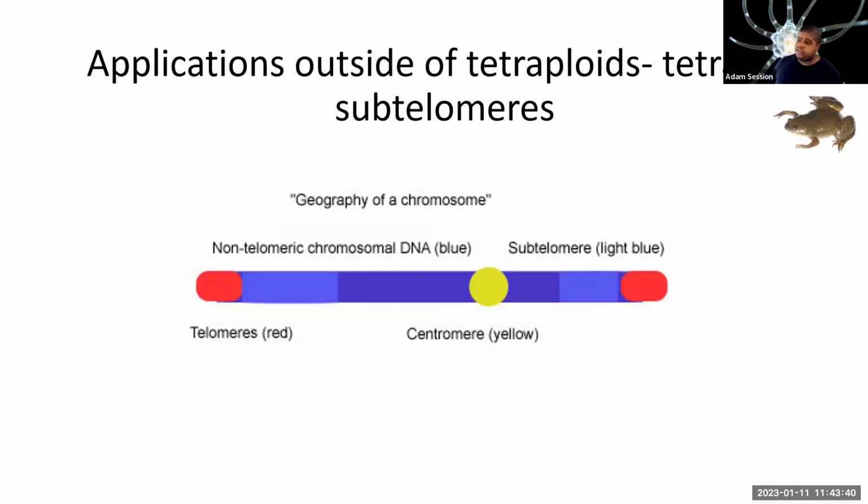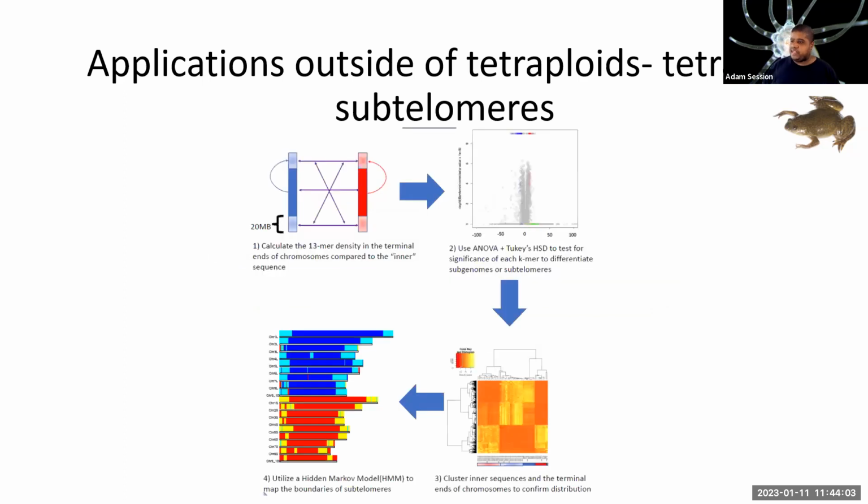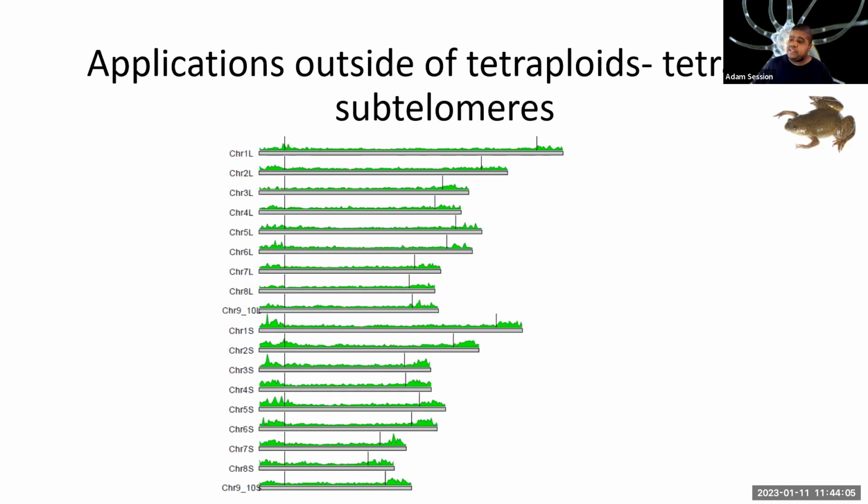If you're not familiar with the general geography of a chromosome, the terminal ends, shown in red here, are called telomeres. The yellow here is a centromere. But there's also a repeat-rich region called the subtelomere, which is adjacent to the telomere but is rich in repeats that are not just the telomeric repeat, just to make that clear. That's shown in light blue here. And so what we're identifying within this analysis is the subtelomeric sequence that is specific to the S chromosomes within Xenopus.